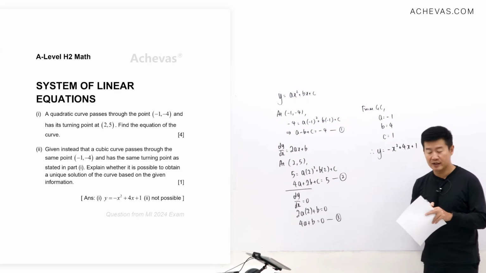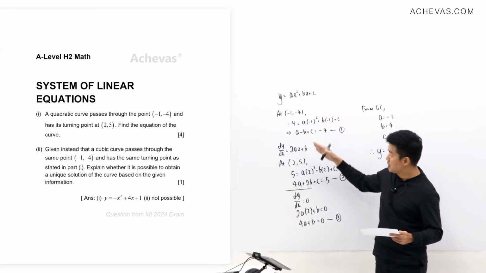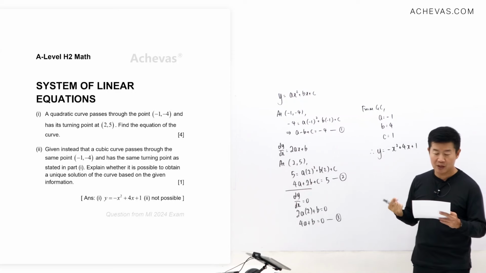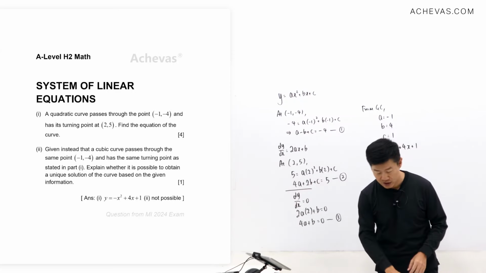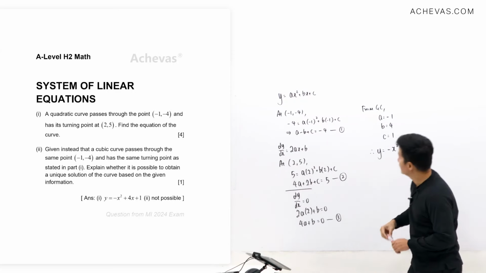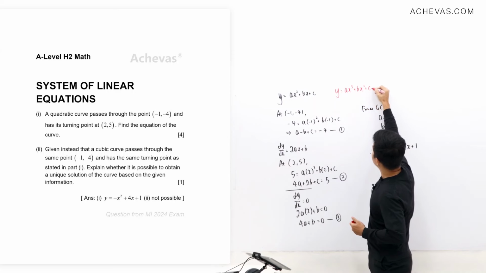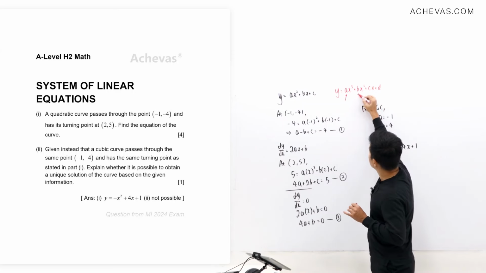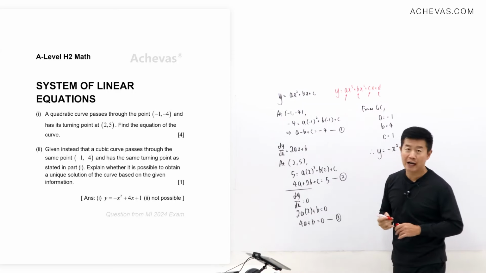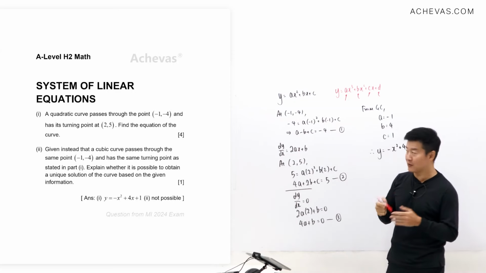Part 2, 1 mark, we are supposed to give an opinion on whether with exactly the same set of information that is given to us, we will be able to apply this and find a unique solution to a cubic curve, a cubic equation. So for a cubic equation, the equation will look like y equals ax cubed plus bx squared plus cx plus d, which means we will have 1, 2, 3, 4 unknowns to solve. But the problem is we only have 3 unique pieces of information.